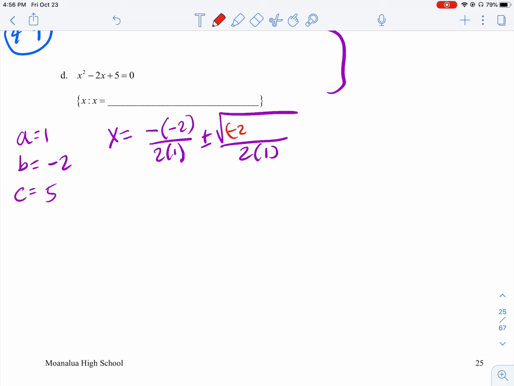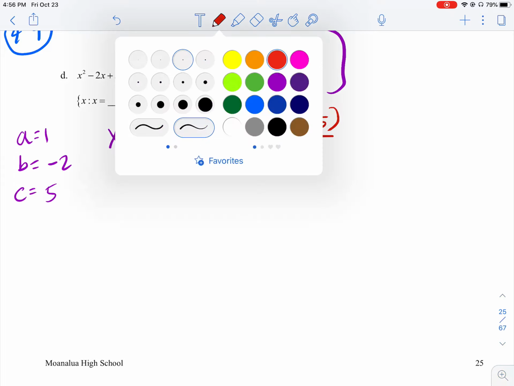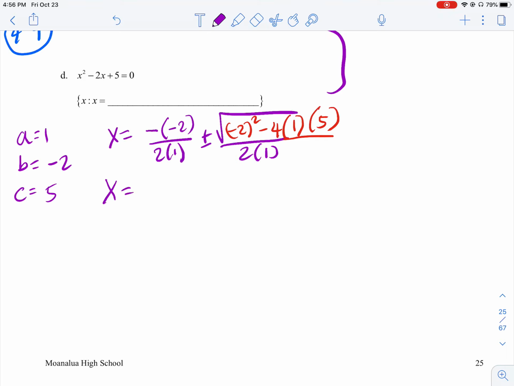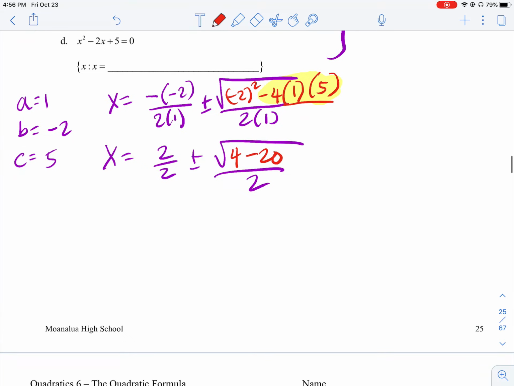b squared. So negative 2 squared minus 4, what's a? a and c. So that is positive 2 over 2 because negative times negative is positive. That's still a 2. Negative 2 squared, that's a 4, right? Negative 2 times negative 2 is a positive 4. Then I'm going to multiply all these 3 friends right here. That is a negative 20. Negative 4 times 1 times 5.